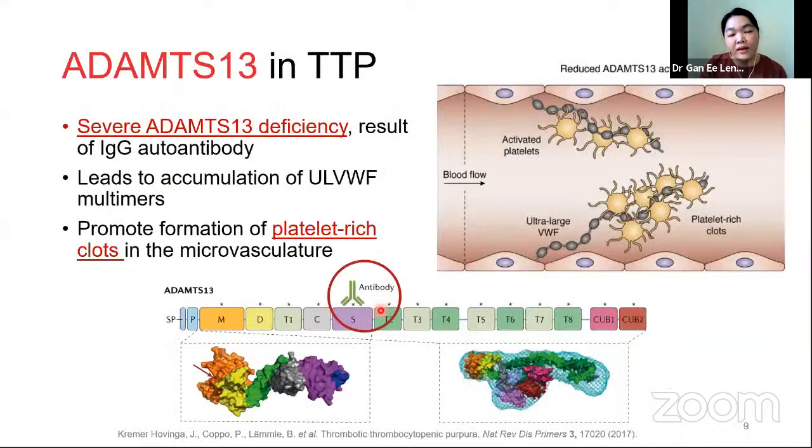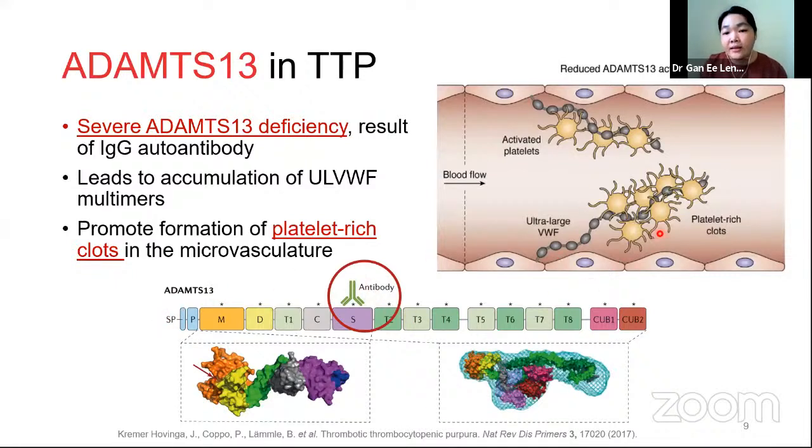Okay, so we can roughly guess what happens if we do not have ADAMTS13. By definition, TTP, thrombotic thrombocytopenic purpura, happens when we have severe ADAMTS13 deficiency. Okay, the keyword here is actually severe, activity of less than 10%. This is the result of IgG autoantibody towards the ADAMTS13 enzyme.